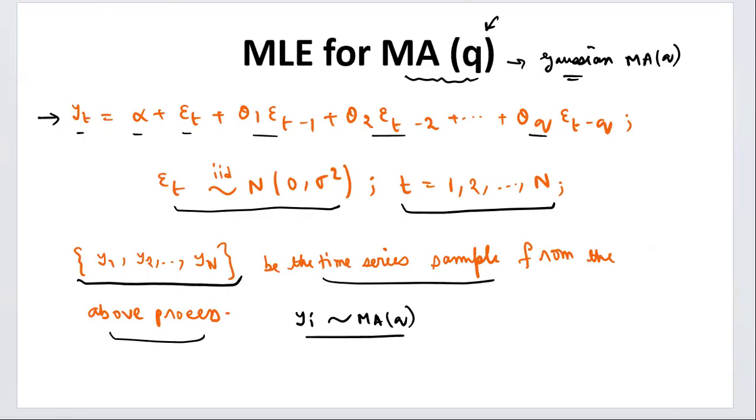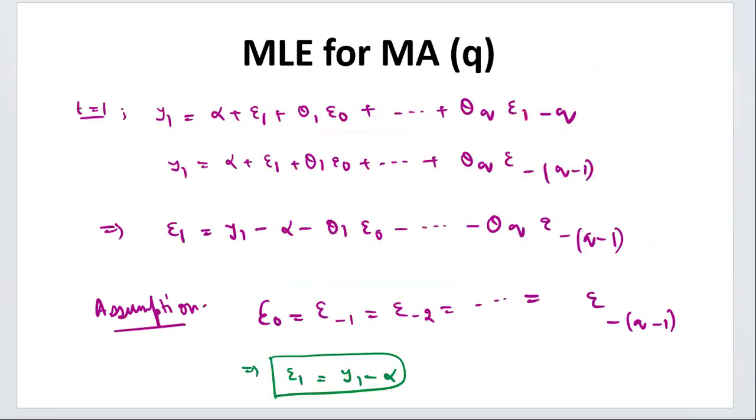So what are the parameters? The relevant parameters for estimation are alpha, then theta 1, theta 2 up to theta q. These are explicit parameters, and you have one implicit parameter also, which is sigma square. This is all you need to find out. The steps are exactly the same.